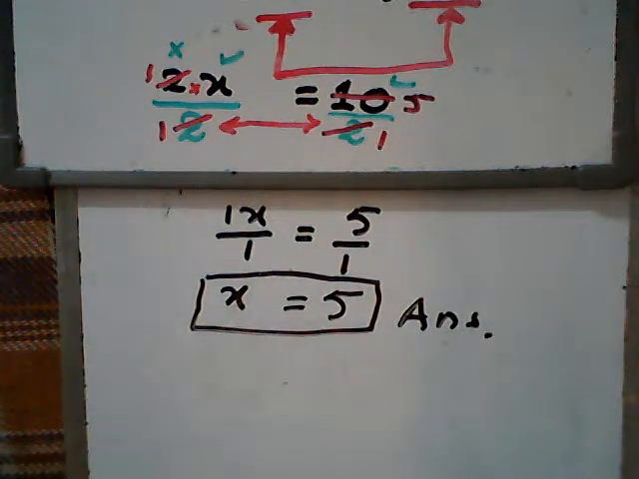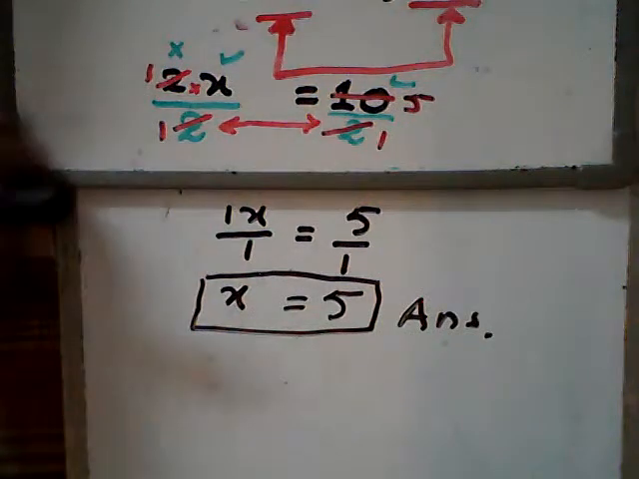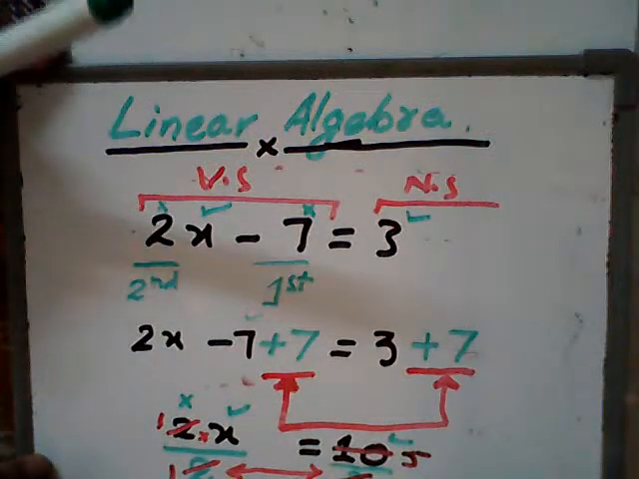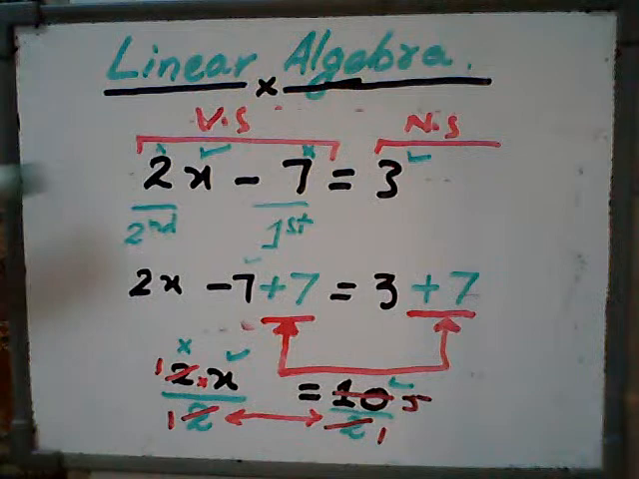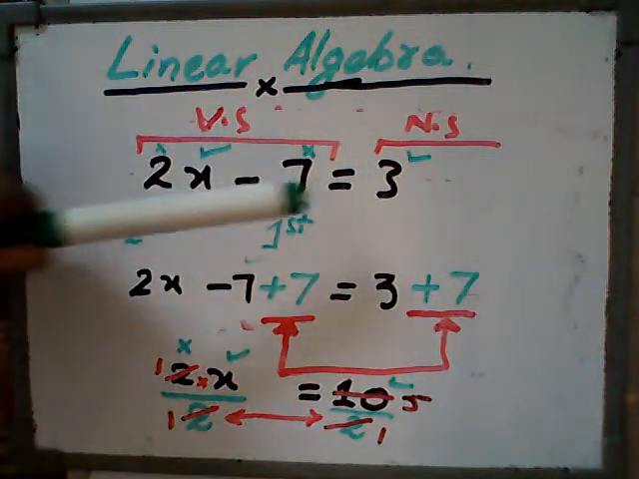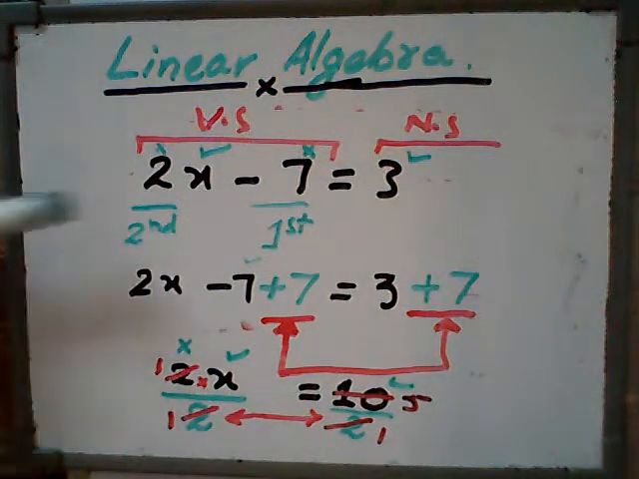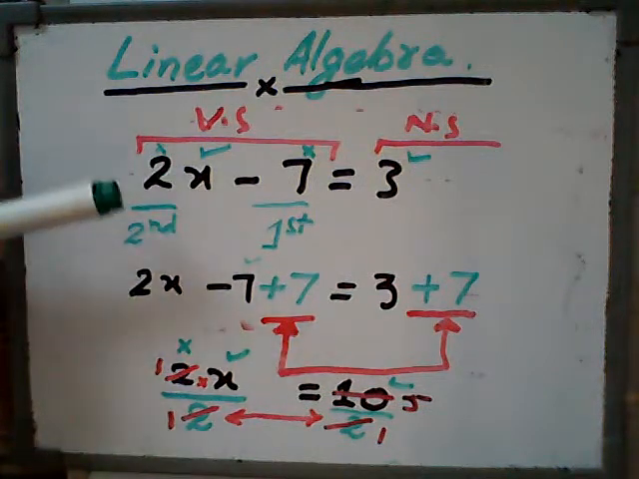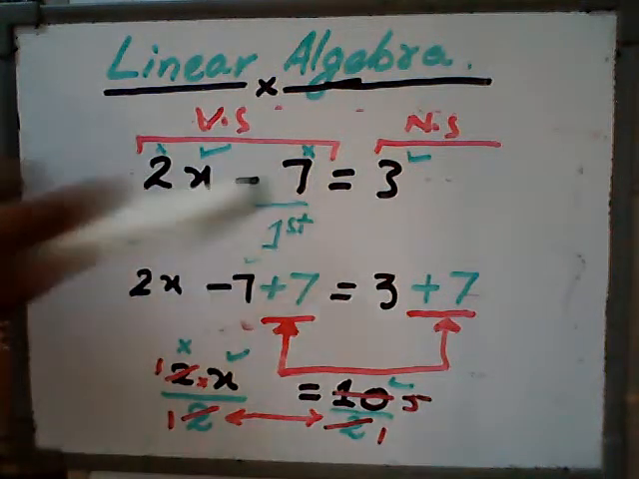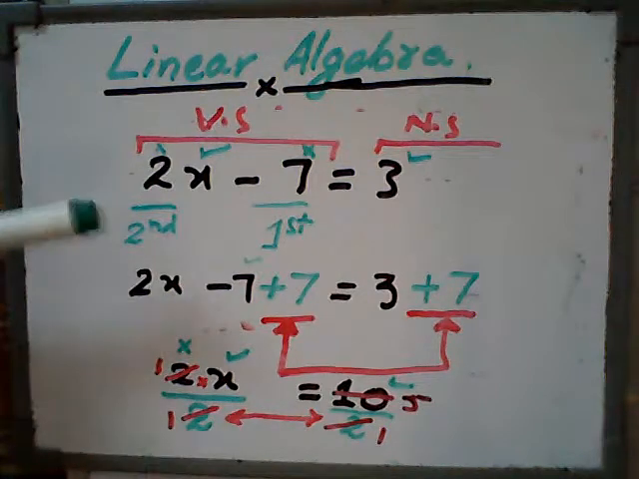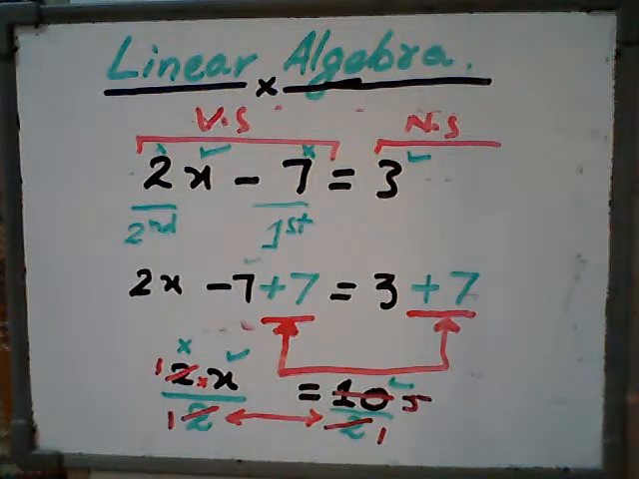Now looking back again at the question, we have 2x minus 7 is equal to 3, and one side has the variable and the other side has the number. That's why we are solving those things continuously. Okay, so this is the solution in which we are doing it.